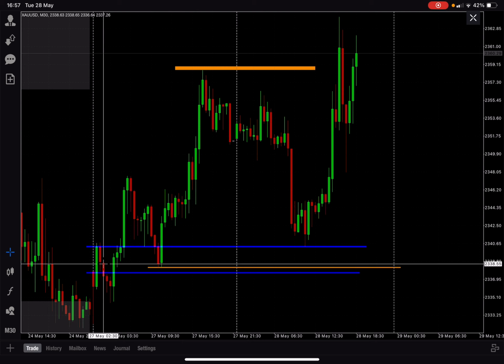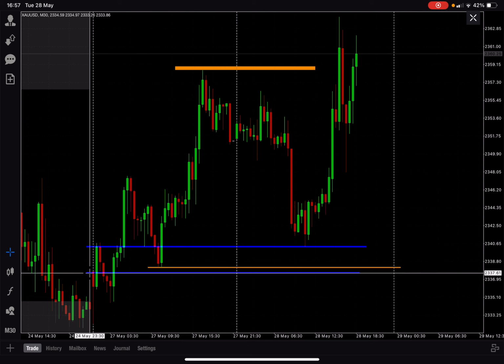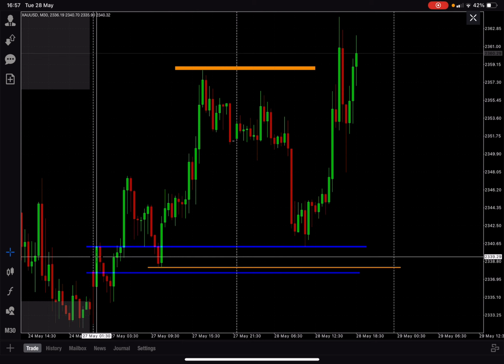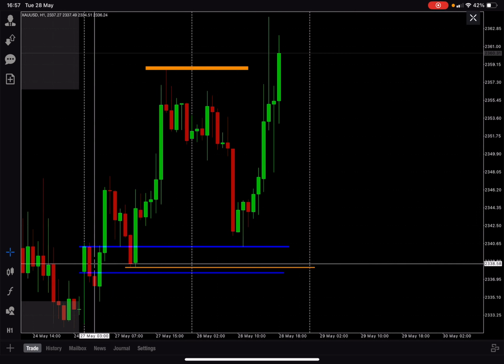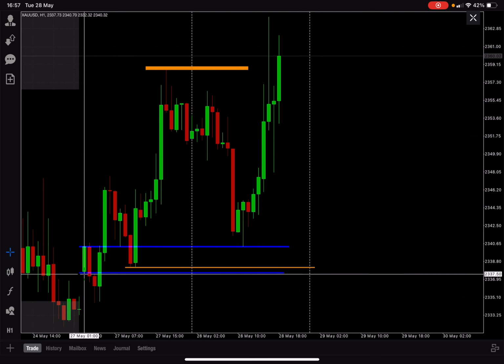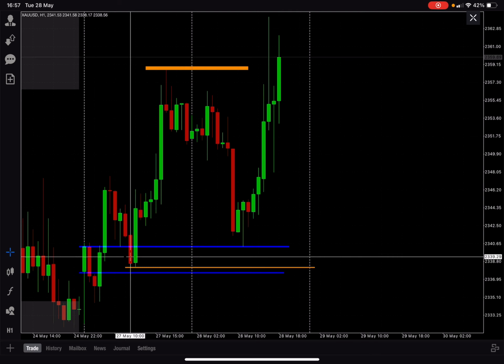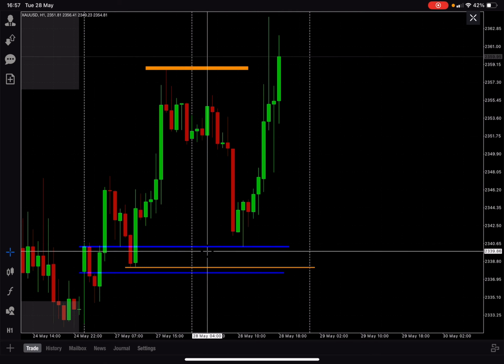What we do is go over this side. We have the weekly opening price here. Then we have the top of the hourly candle there, as you can see there. So that's your opening hourly candle. That's where you have two blue lines going across.